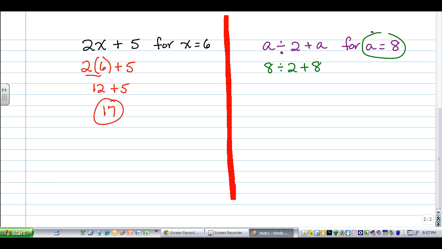All right? And now we follow PEMDAS, which means that we are going to divide before we add. So 8 divided by 2 is 4, and 4 plus 8 is 12. So A divided by 2 plus A, for A equaling 8, the answer is 12. All right, let's have you do some.